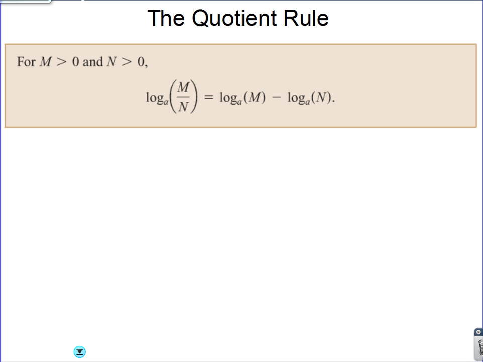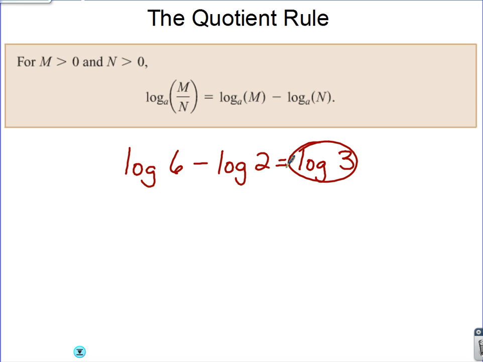To subtract 2 logs, you divide. To add them, you multiply. To subtract them, you divide. Makes sense. The log of 6 minus the log of 2 equals the log of 3. To subtract 2 logs, divide the arguments.